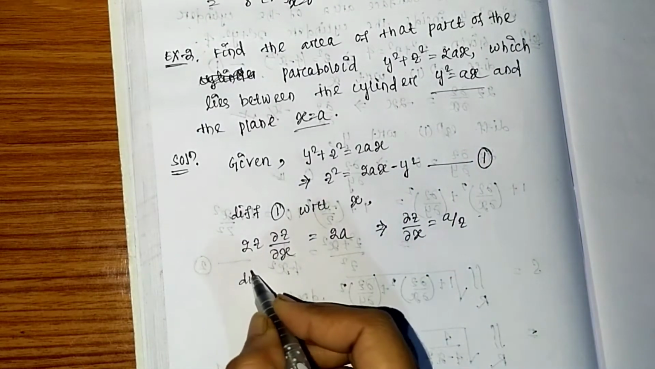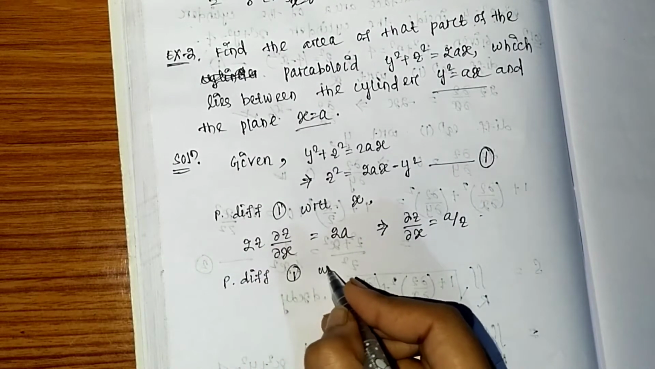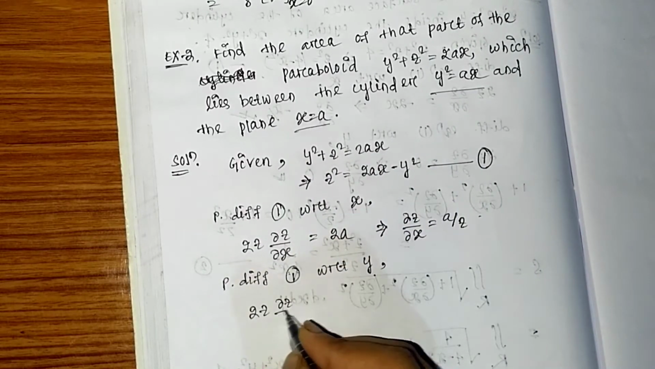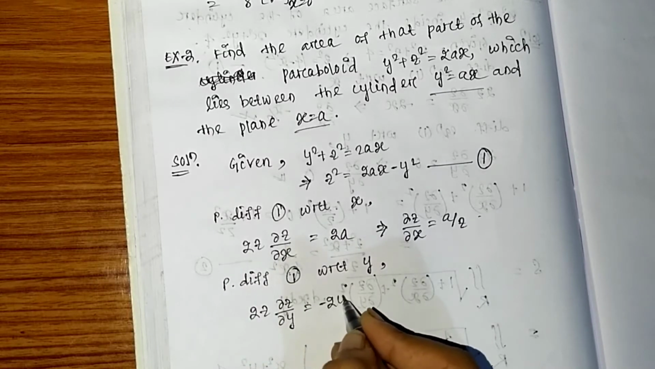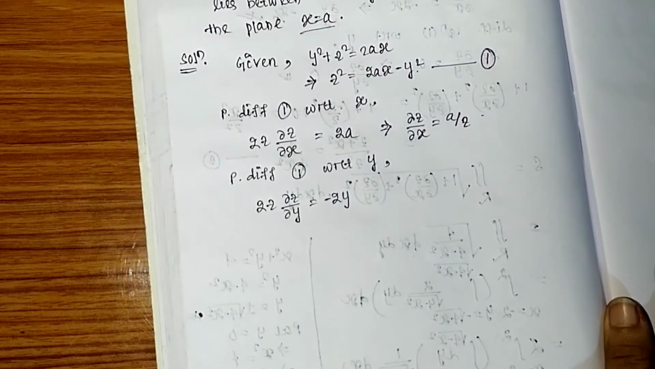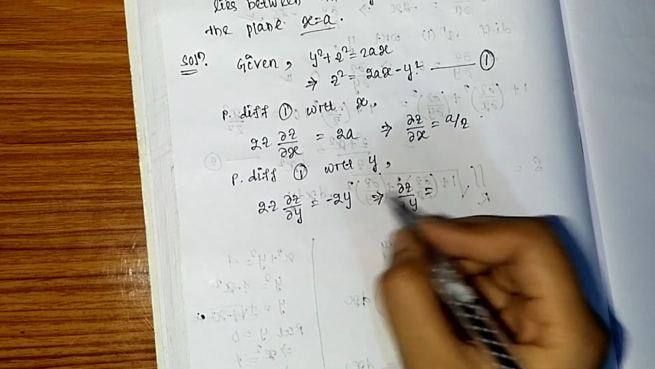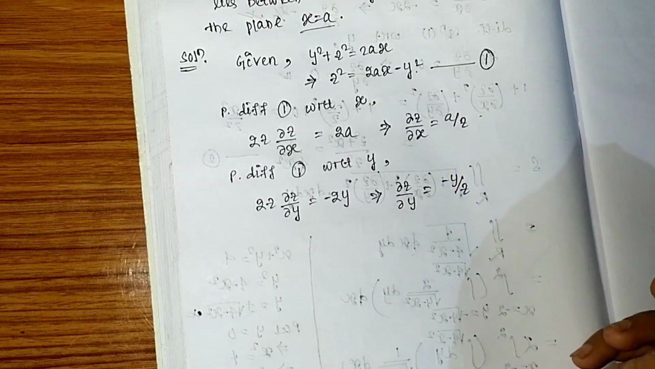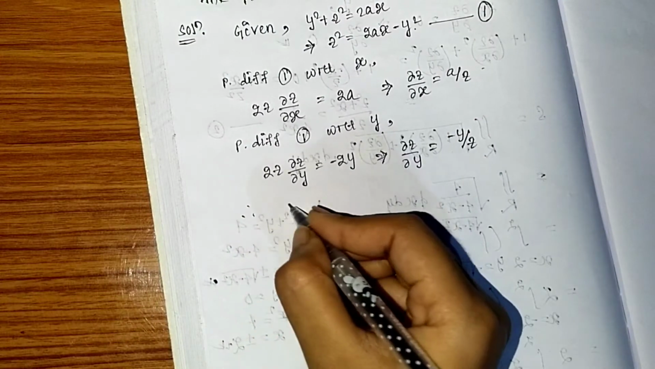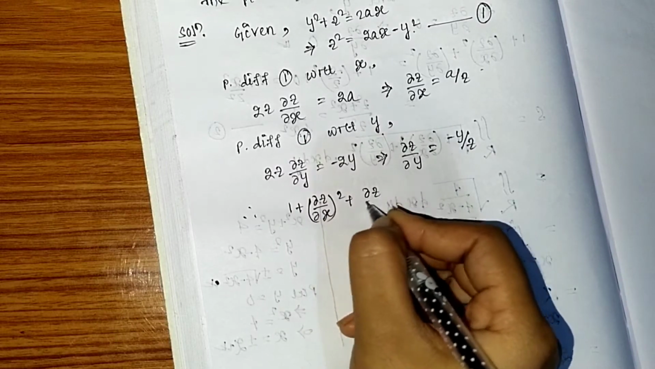Then again we partially differentiate equation 1 with respect to y. Then we get 2z into del z by del y equal to minus 2y. So that implies del z by del y is equal to minus y by z. From the formula, we first find 1 plus del z by del x whole square plus del z by del y whole square.